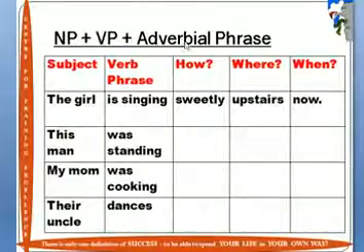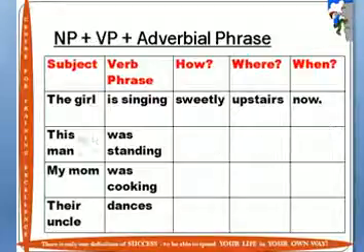Here, look at this sentence. The girl is singing how? Sweetly. Where? Upstairs. When? Now. So I have a sentence. The girl is singing sweetly upstairs now.